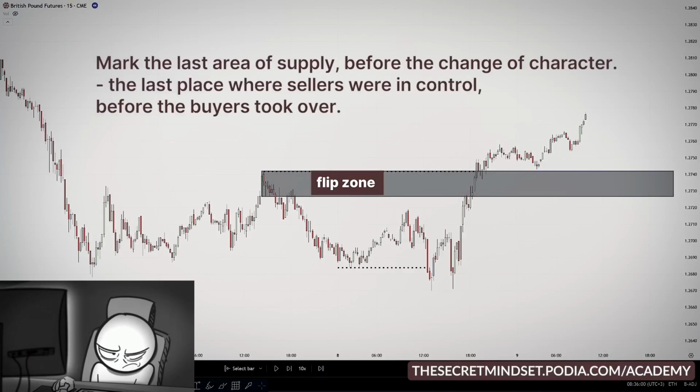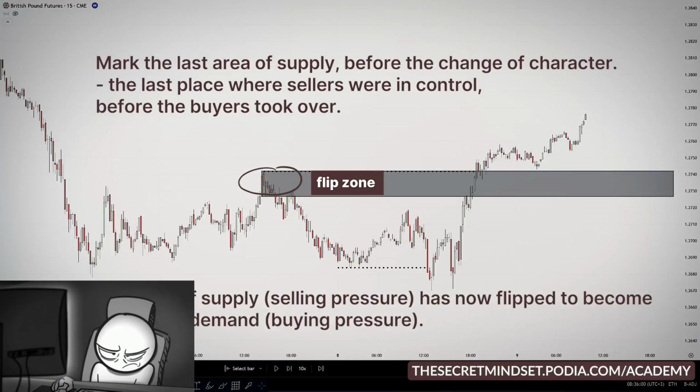This area becomes significant because it's the last place where sellers were in control before the buyers took over. This area is marked as a possible new demand zone. This is a key price action concept. An area of supply, meaning selling pressure, has now flipped to become potential demand, meaning buying pressure. Big players often use these areas to enter trades.